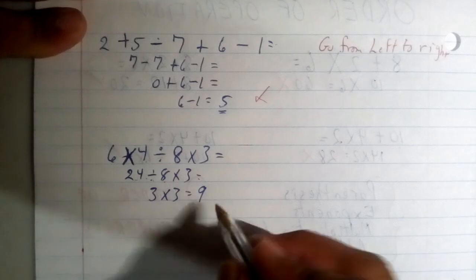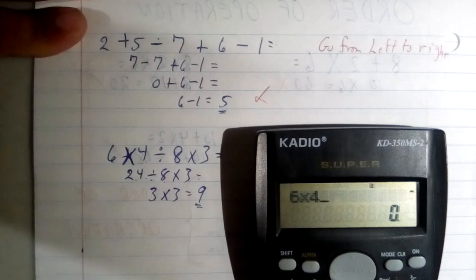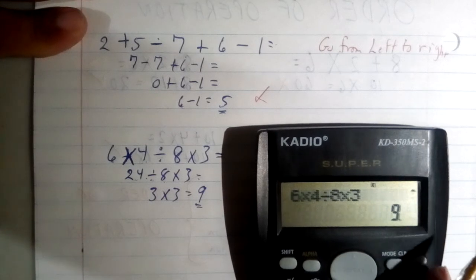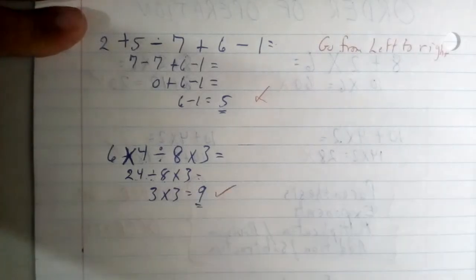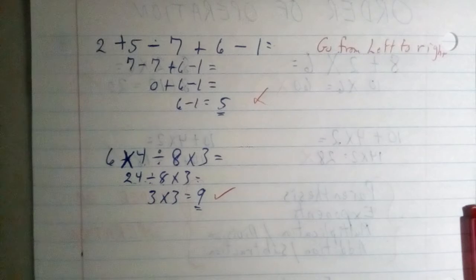So let's see if that is true. We're going to bring our judge here again and see what happens. 6 times 4 divided by 8 times 3, and our solution is 9. Therefore, since we got 9 with our calculator, this answer is correct. In other words, you are going to work from the left towards the right hand side.